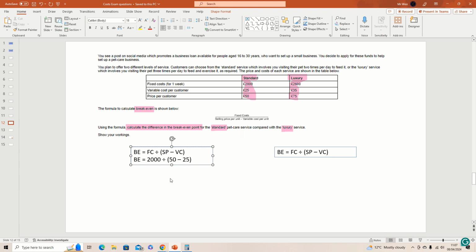So the same thing is going to be duplicated on this side, but this time we're going to swap the values. So it's 2,600 fixed costs, £75 for a luxury item, and 35 for the variable. As always, you work out the brackets first. So inside the brackets it's just 25, and then we're going to do the same thing on the other side, except swap the values. So 2,600, and this time it's divided by 40.